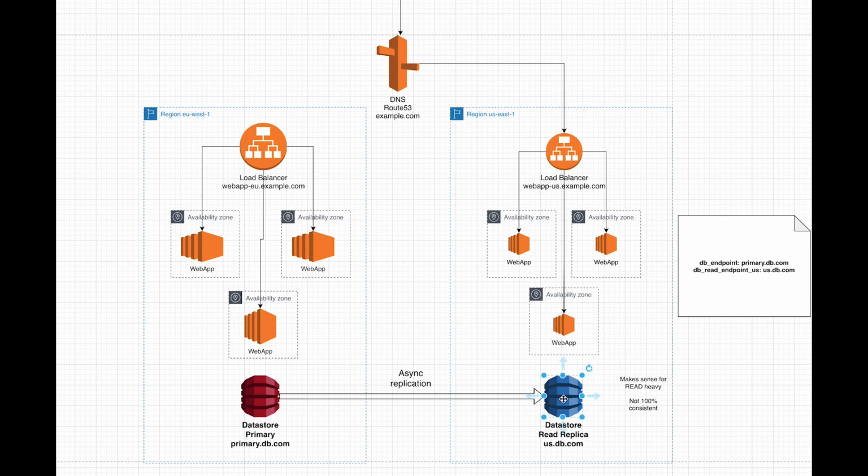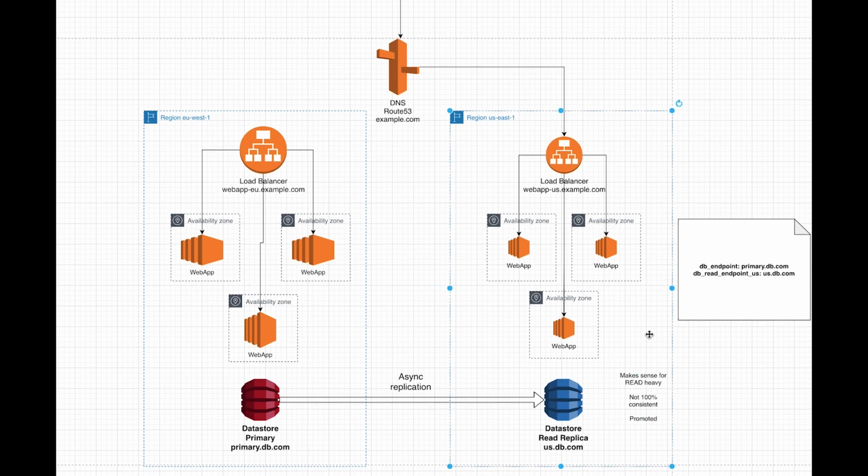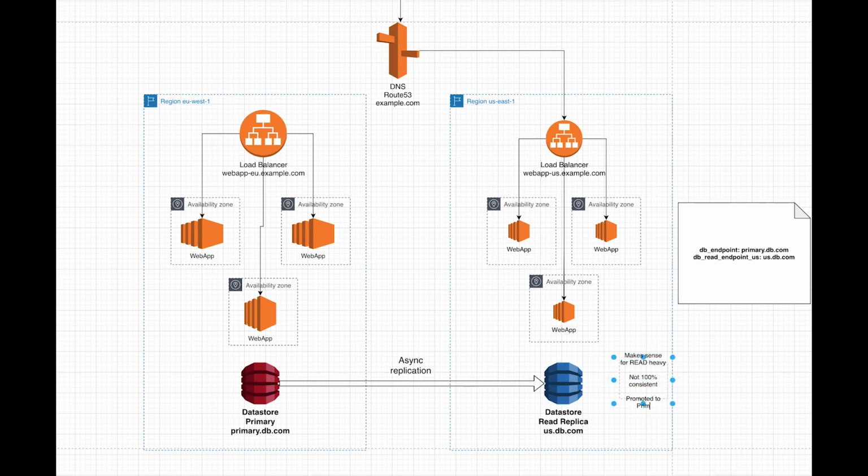And now this database needs to be promoted, because it is not only a read replica anymore, it's now a primary. So again, if you're using a managed service from something like AWS, this will happen automatically. If you're building this on your own custom build, then you need to do this as well. So this database is now our primary, promoted to primary, and it will start to accept writes. Before it didn't, right? Before it only accepted reads.